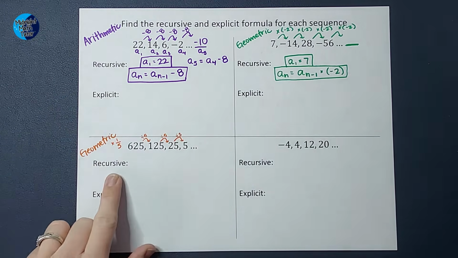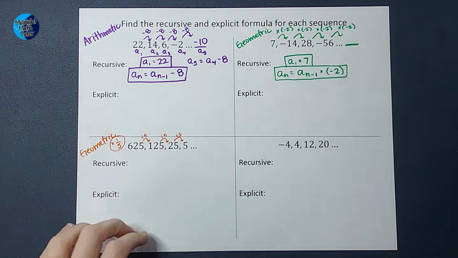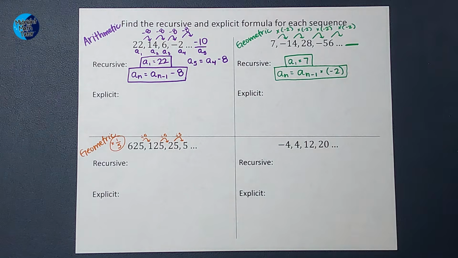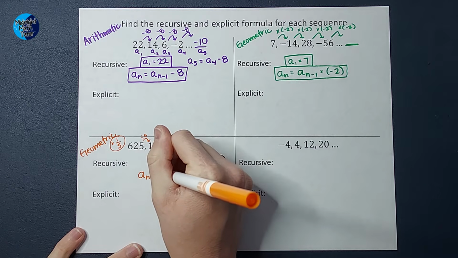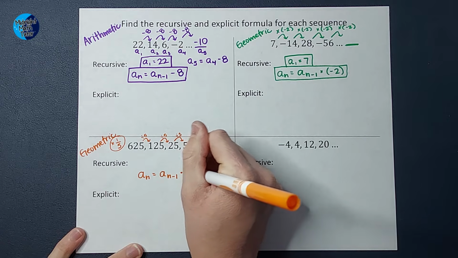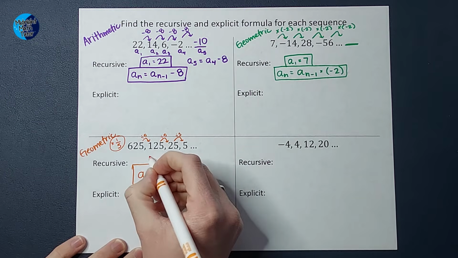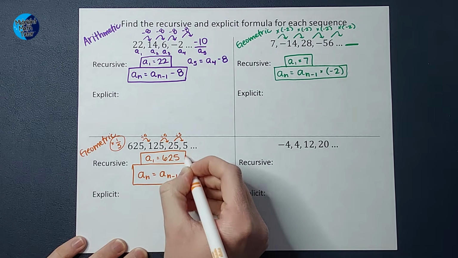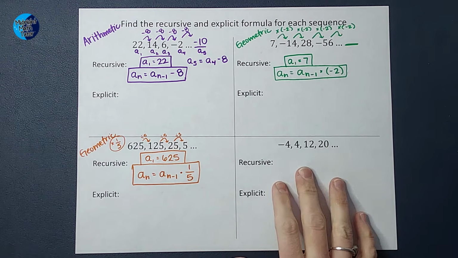And then let's go ahead and figure out our recursive formula. So we are multiplying by 1/5 each time. So whatever term you want to find, you need to take the one before it and multiply by 1/5. Right? So I'm going to say whatever number you want to find, take the number before it and multiply by 1/5. Bam, there we go. And then for it to be helpful, we need to tell people that the first term in this sequence is 625. Okay, happy day.